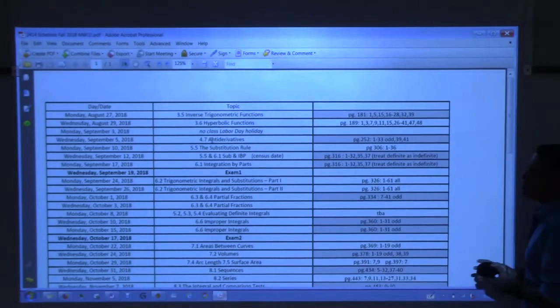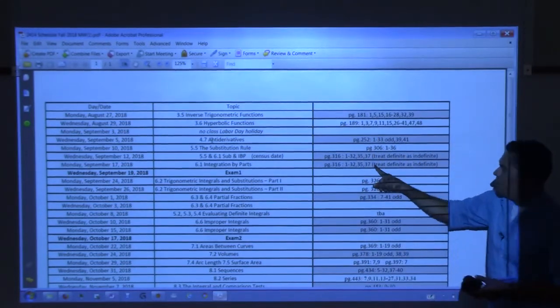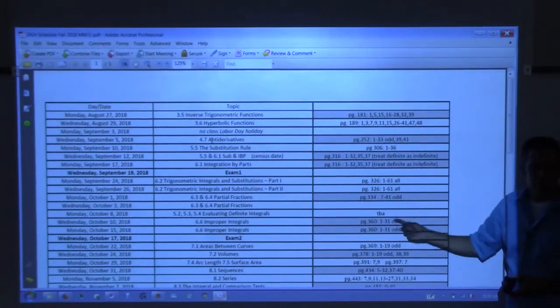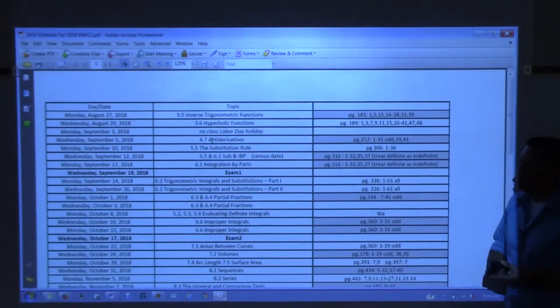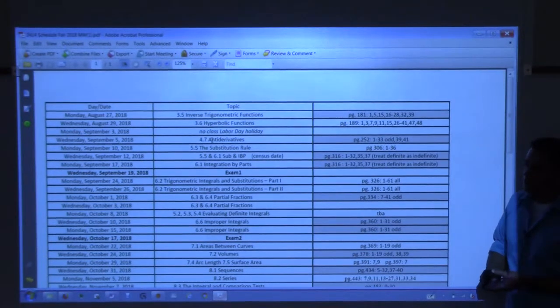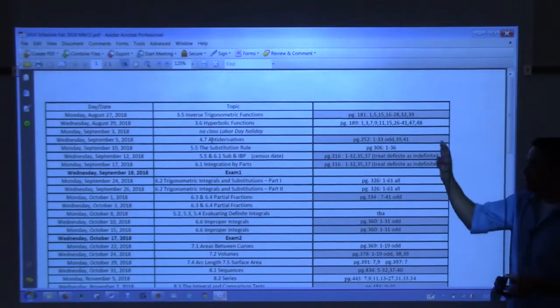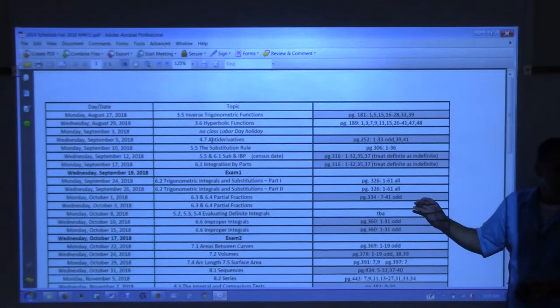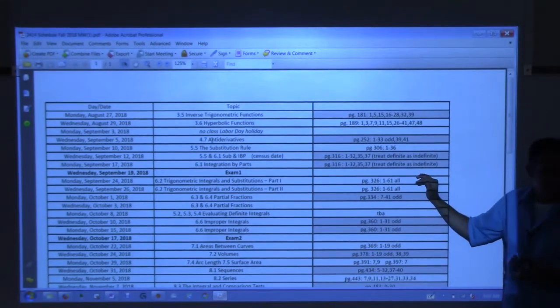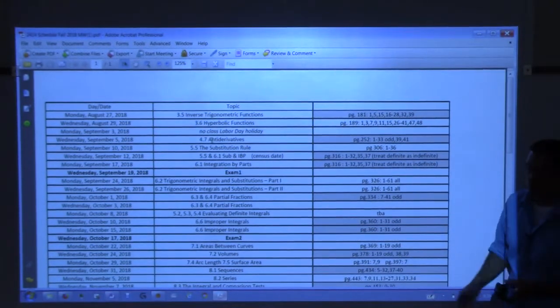So it shows what we're supposed to do every day, and when the exams are, and it also has the homework assignments. These homework assignments are what you're supposed to do. I don't collect homework. I don't check homework. This is Calculus 2. I promise you, with almost 100% certainty, that if you don't do your homework, you will not pass this class. If you do your homework, you've just increased your odds of doing better, okay? So this is the bare minimum of what you need to do in order to succeed in this class.